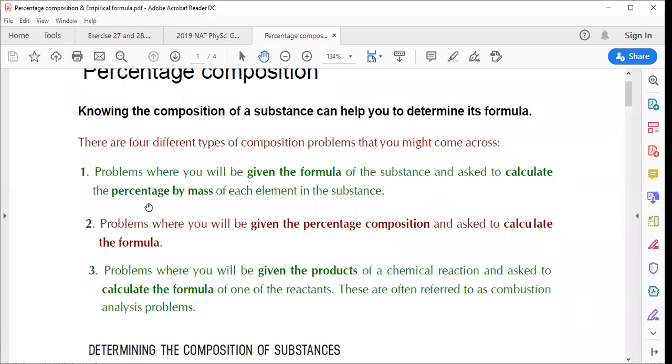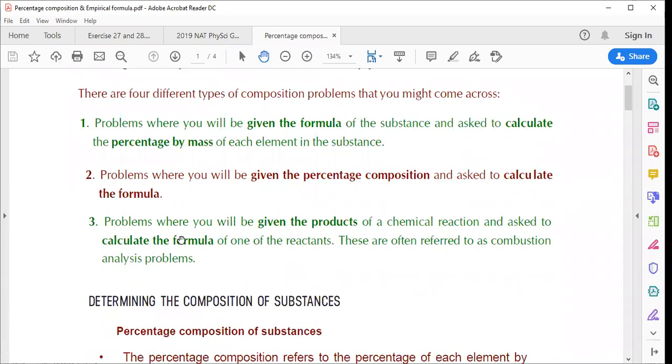There are 4 different types of composition problems that we're going to be looking at. There are 4, but here I've just listed 3. The first one, problems where you will be given the formula of a substance and you're asked to calculate the percentage by mass of each and every element in the substance. Then the second type of problem is where you'll be given the percentage composition, then you have to calculate the formula. So these 2, you're going forward, then you're going backwards. If you are given a formula, you can find the percentage of each element. If you are given the percentages, then you can find the formula. So this is back and forth.